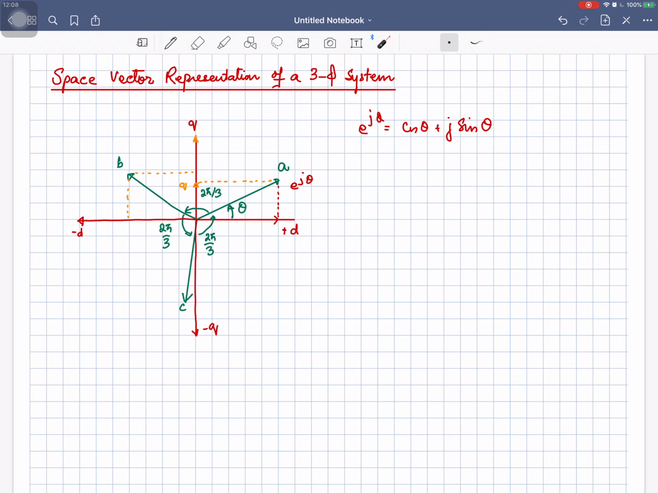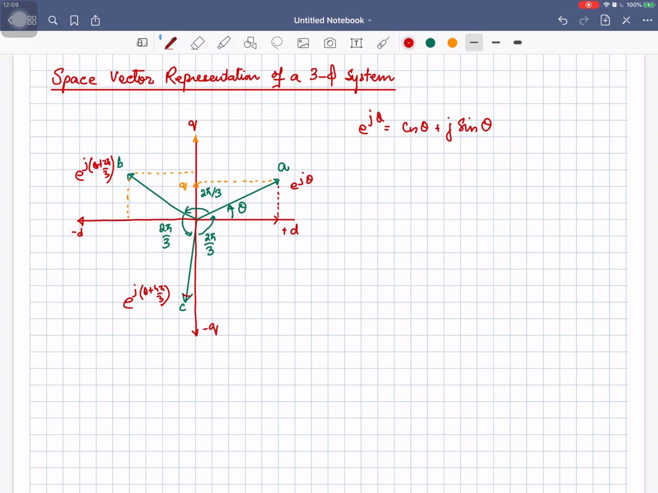So basically we can say that its position vector is e raised power j theta. When you multiply the quantity along this axis of phase A, you will get its projection over the D and Q axis. Similarly, anything that will be along the B axis, when you multiply it with e raised power j theta plus 2 pi by 3, you will get its component along D and the Q axis. Similarly, the quantity over the C axis when multiplied with e raised power j theta plus 4 pi by 3, you will get its component along D and Q axis.